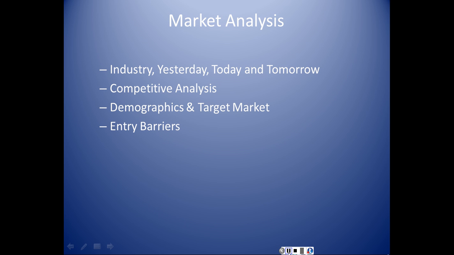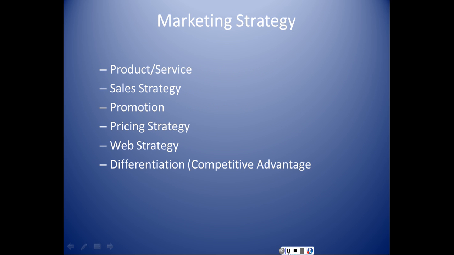And then the second element of that is the marketing strategy. That element includes talking about everything from the products and services that you offer, to your sales strategies, to the promotions you do. How much are you going to charge? What are you going to do web-wise? And then the competitive advantages. And that's that table that you'll find at the end of the document.